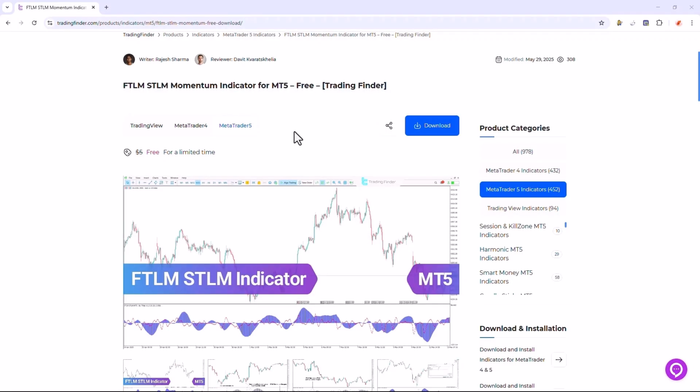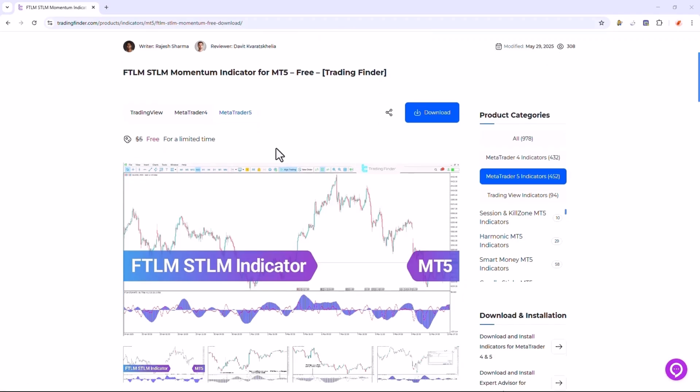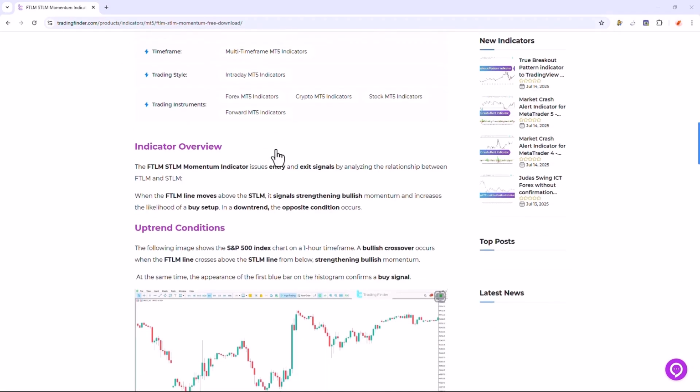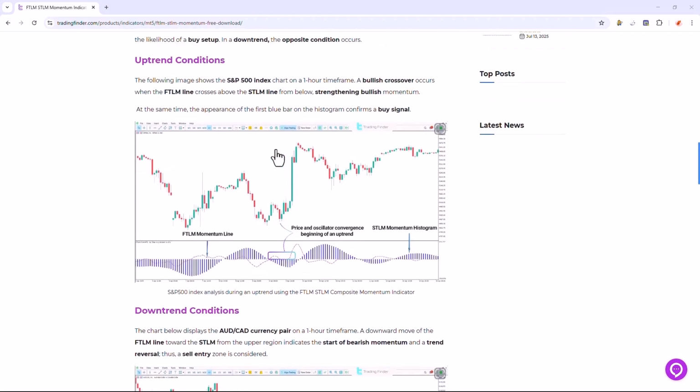the FTL momentum and STL momentum indicators, which are available for various platforms on the TradingFinder website. From this section, you can download the indicator file for MetaTrader 4 and MetaTrader 5 platforms and run it on your chart.